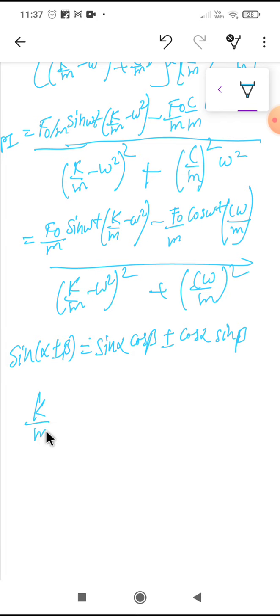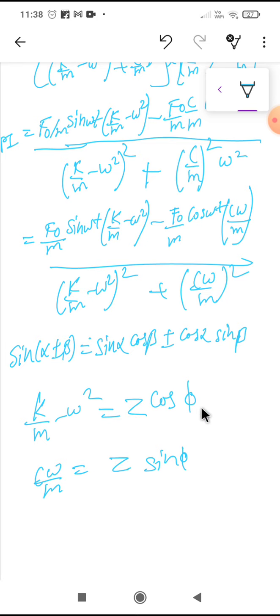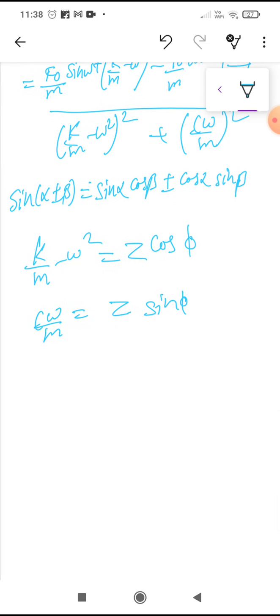To achieve that, we will take this term k by m minus omega square as equal to z cos phi. We are taking it as phi, and this term c omega by m is equal to z sine phi. Now what are the values of z and phi? We can achieve that by trigonometric functions: if we square both terms, we get the value of z, and if we divide them, we get the value of phi.